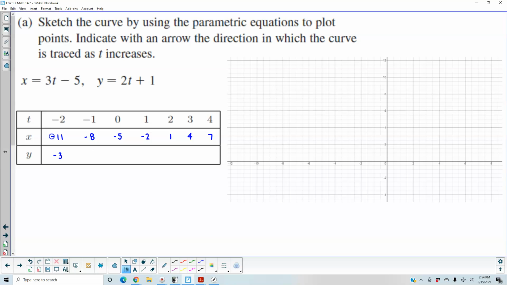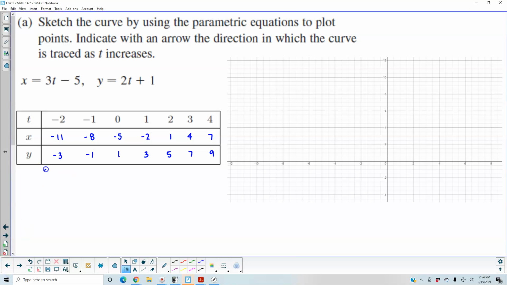2 times negative 1 is negative 2, plus 1 is negative 1. 2 times 0 is 0, plus 1 is 1. 2 times 1 is 2, plus 1 is 3. 2 times 2 is 4, plus 1 is 5. 2 times 3 is 6, plus 1 is 7. And 2 times 4 is 8, and plus 1 gives you 9.